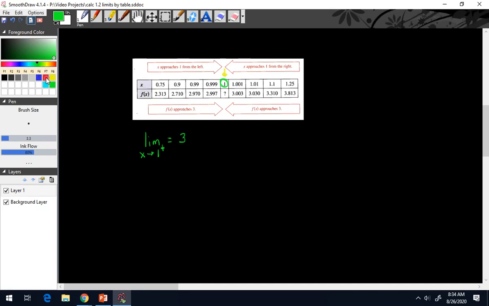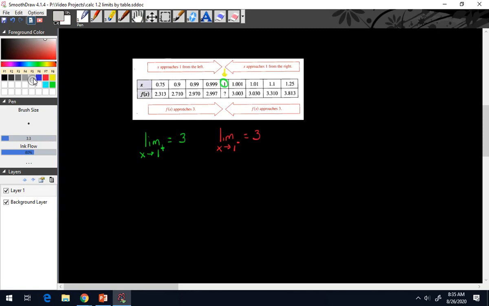Now, if we do that same thing and we look at the limit as x approaches 1 from the left side, what do we get? Well, from the left side, 0.75, 0.9, 0.99, 0.999. Again, we're really getting close to 1 from the left side here. We look at the y values: 2.3, 2.7, 2.9, 2.997. It looks like we're still going to wind up getting close to 3.